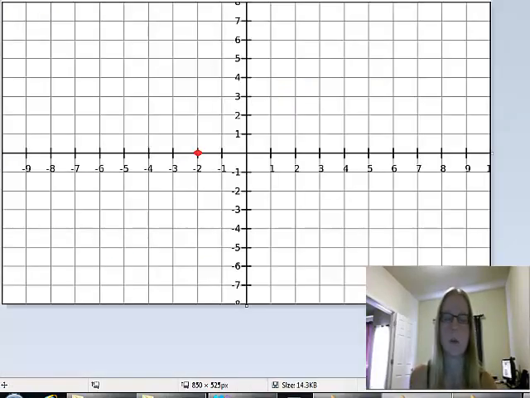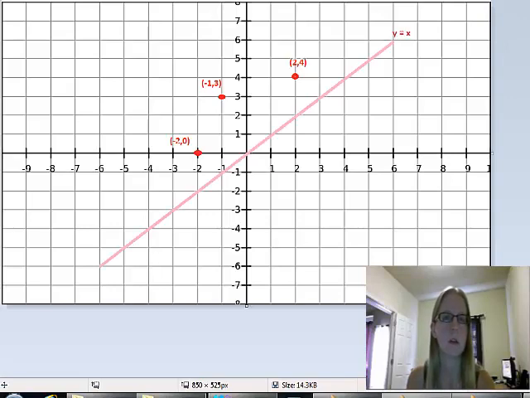I'm going to graph those same exact points from that example. The first point was (-2, 0). The next point we had was (-1, 3). The next point was (2, 4). So that is our relation G. And what I've done here is I've drawn this line y equals x. What's important to remember about inverse functions is that the x and y completely switch. So you're interchanging that x and y.